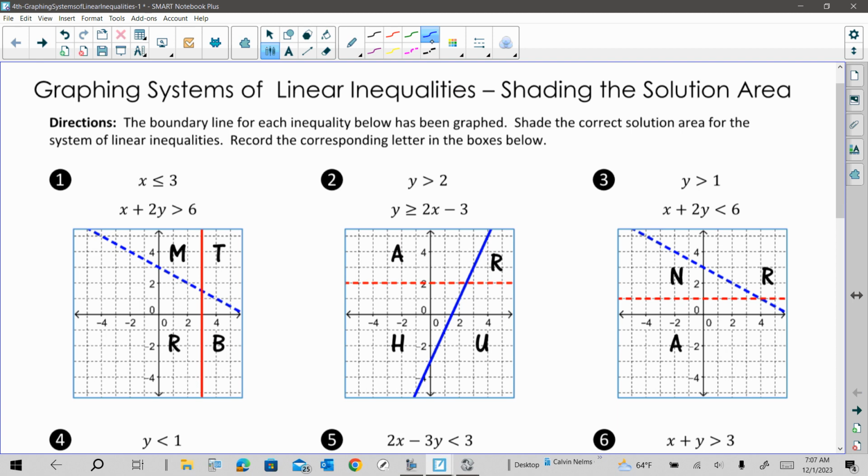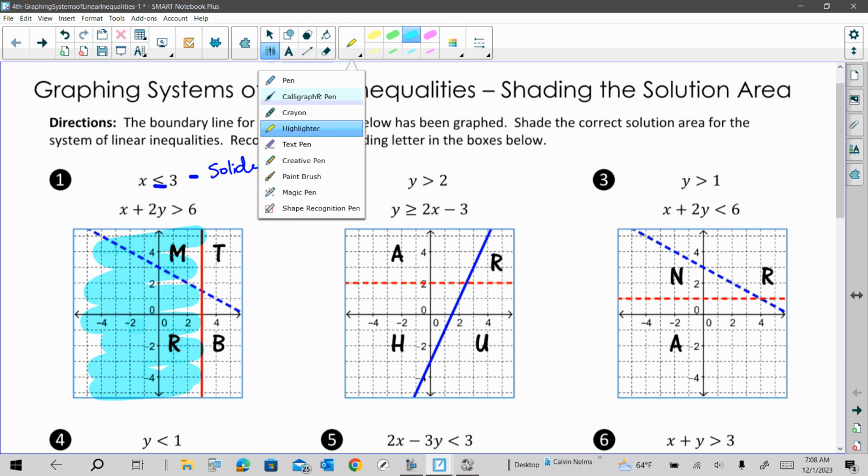So like, for example, here, because it's less than or equal to, this would have to be a solid line. Okay. And it's also going to be vertical. So this is this line here. And because this is less than, we would shade to the left for less than. So right now, our answer possibilities are M or R, okay? Because we're going to shade the correct solution area for the system and then record the corresponding letter in the box below. So the letter in the overlapping is going to be our solution.